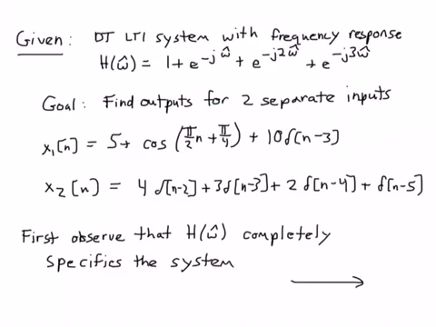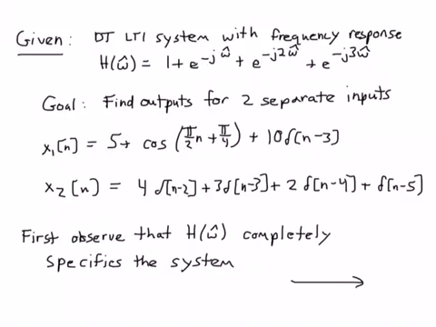Alright, so in this problem we're given a discrete time LTI system and we're given its frequency response. So the frequency response obeys that expression right here. And our goal is to find the output for two separate inputs. The first input consists of a constant plus a cosine plus a scaled and shifted delta function. And the second input consists of just the sum of four scaled and shifted delta functions.